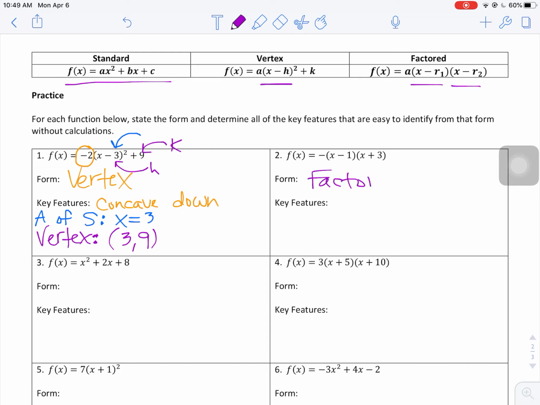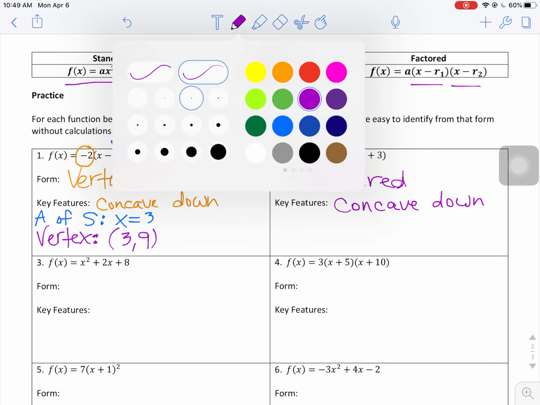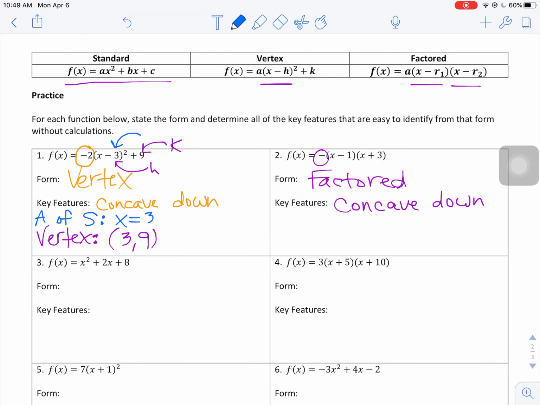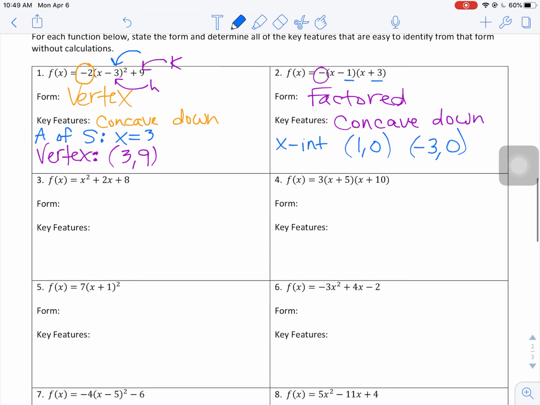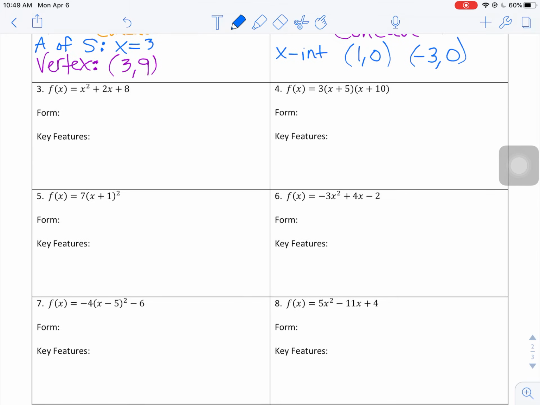It's the two sets of parentheses being multiplied together. For key features, we can get our concavity really easily. So it's concave down because of that -A value. That negative sign is like a -1. And then the other thing that's super easy to get from factored form are your x-intercepts. So my x-intercepts are going to be the opposites of the numbers in the parentheses. (1, 0), (-3, 0).